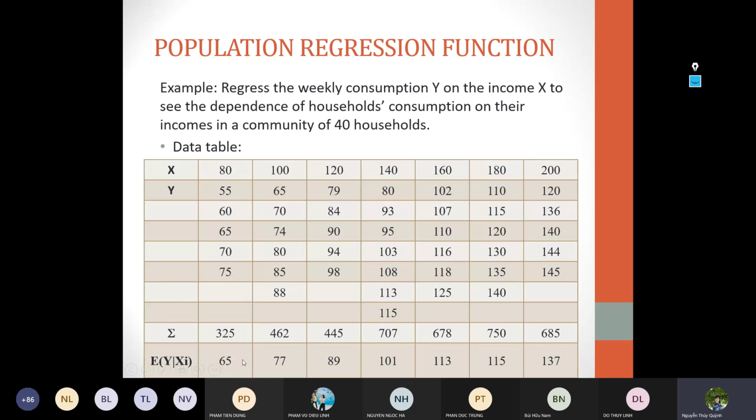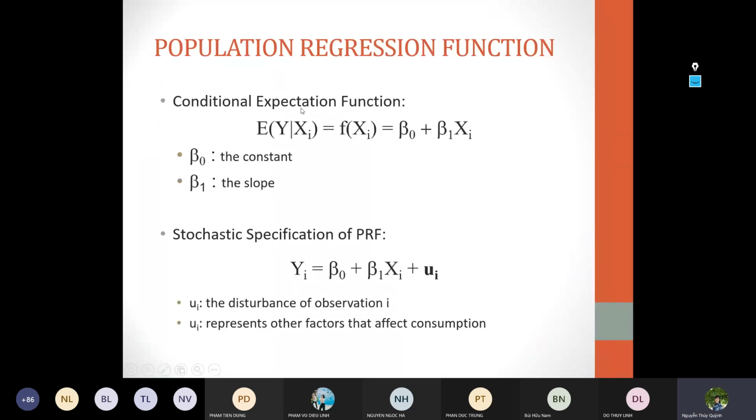All right, so based on this relationship, we can build the population regression function as a function between X and the conditional expected value of Y. Now, this is called the population regression function. It is a function of cost, and it is the functional or deterministic relationship between X and the conditional expectation of Y. All right, can you see that?